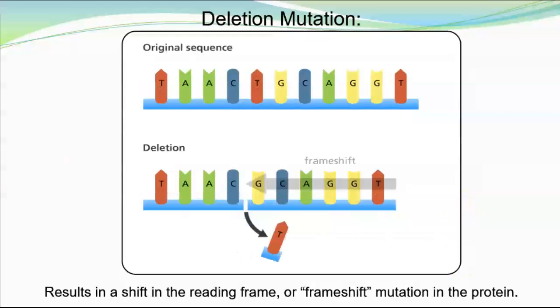Likewise, a deletion mutation would also result in a frame shift error in the protein. In this case, the original sequence would be TAA, CTG, etc. Instead, it reads TAA, CGC. So this codon is now altered, and there's a shift in the frame. So you're reading an error into the resulting protein that we're going to call a frame shift error.